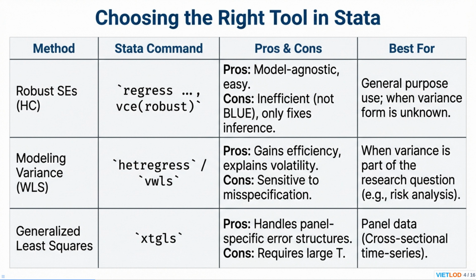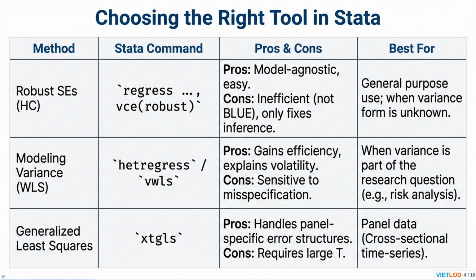This slide provides a decision matrix for selecting the most appropriate tool in Stata when encountering heteroskedasticity. We compare three main methods: robust standard errors, modeling variance, and generalized least squares. For general-purpose use, where the form of variance is unknown, robust SEs using the vce(robust) option are recommended because they are easy to implement and model agnostic, although they only address inference and are not fully efficient.